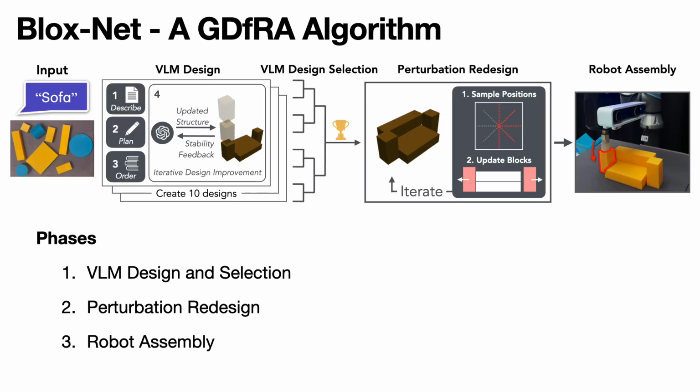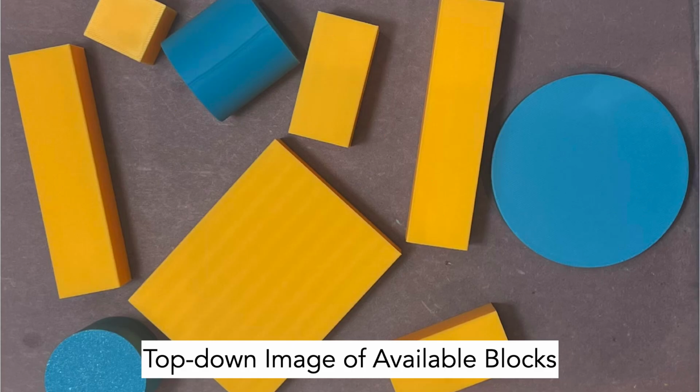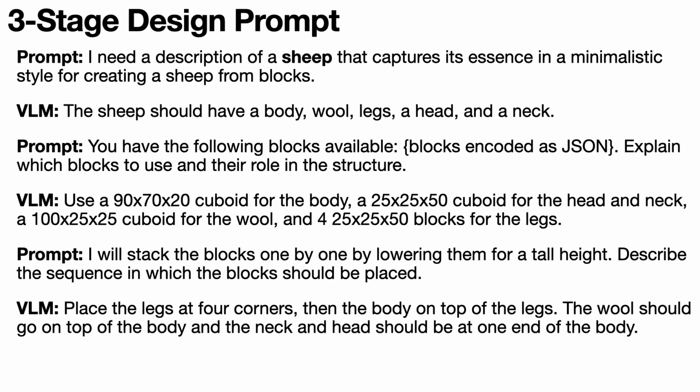To address one class of GDFRA, we present Blox-Net, a three-phase system combining generative AI, physics simulation, and a robot arm with a suction cup to design and execute assemblies using 3D printed blocks. Blox-Net takes as input a top-down image of 3D printed cuboids and cylinders, and a word or phrase describing the desired shape, like sheep. In Phase 1, Blox-Net uses a vision language model to generate assembly designs from a prompt and available components. The process starts with a three-step prompt.